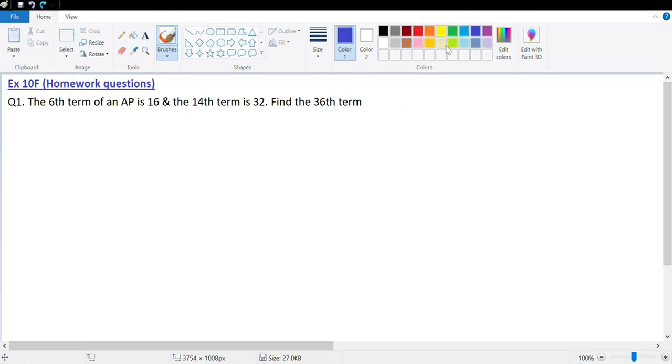Hi guys, let's look at the homework questions of exercise 10F. Good, let's start with the question directly. The question number 1 was homework.